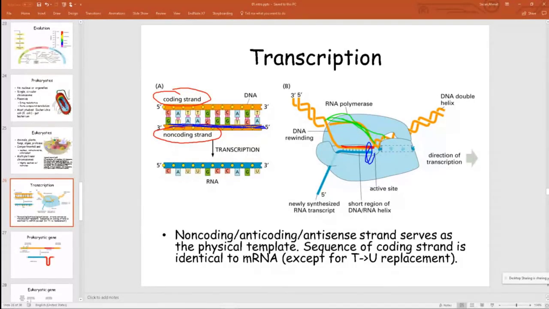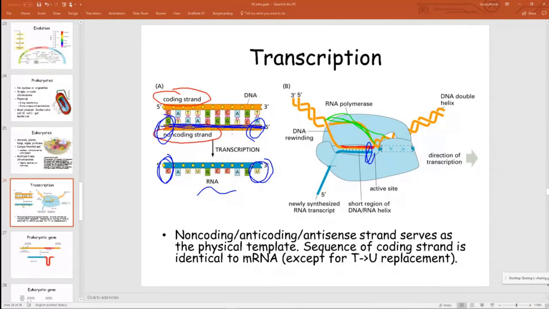Okay, so if there's a G on the non-coding strand, the RNA molecule that's being produced will have a C corresponding to that G. If there's an A, instead of a thymine, now we'll have a uracil. Okay, so with RNAs, we'll just use the letter U instead of the letter T.